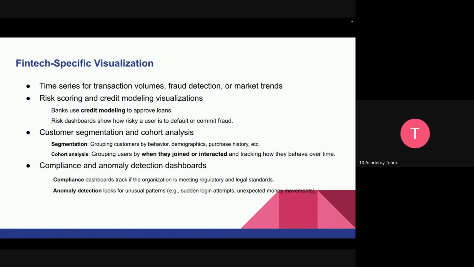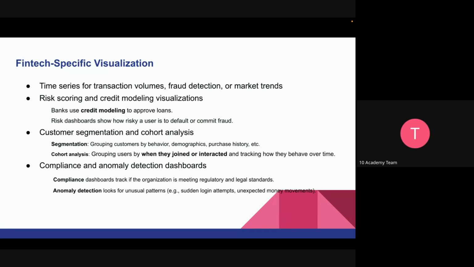Fintech-specific visualization: mostly on fintech data, visualizations are used for time series data, which helps you to see any patterns or trends within the data.